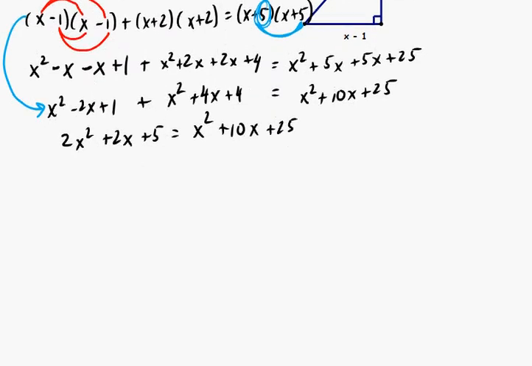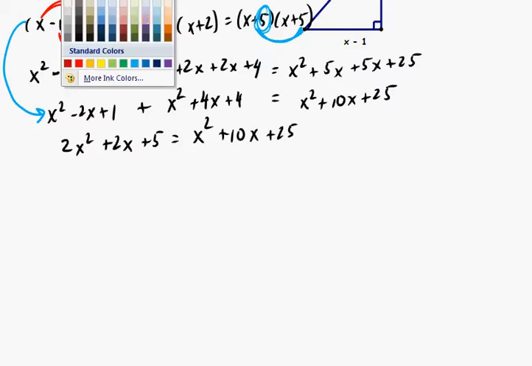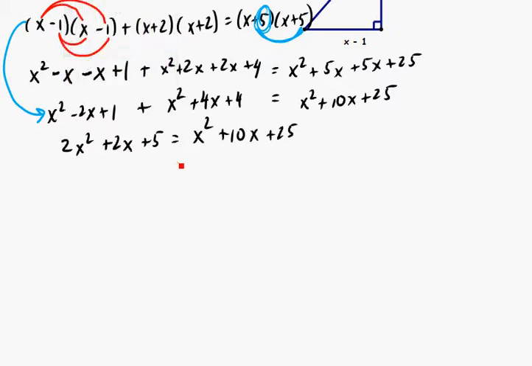Now, in order to solve this quadratic equation, we need to get one side equal to 0. I'll do that by subtracting all of the terms from the right side from both sides of the equation. So in other words, I'll subtract x squared from both sides, I'll subtract 10x from both sides, and I'll subtract 25 from both sides.